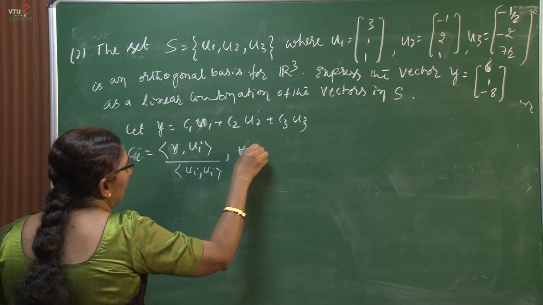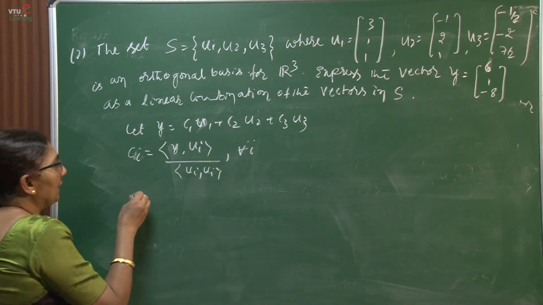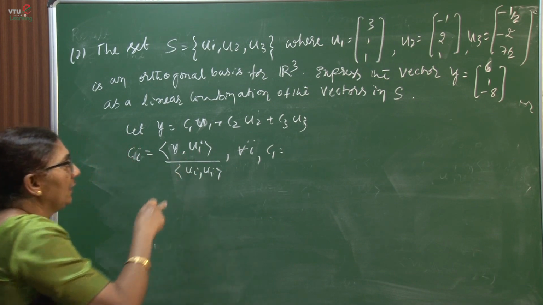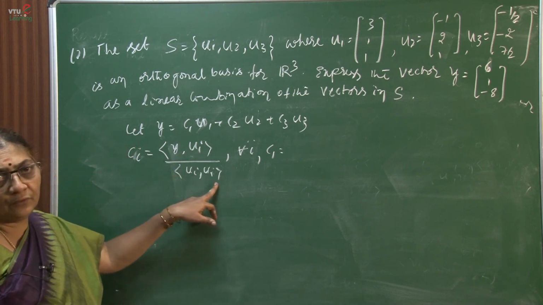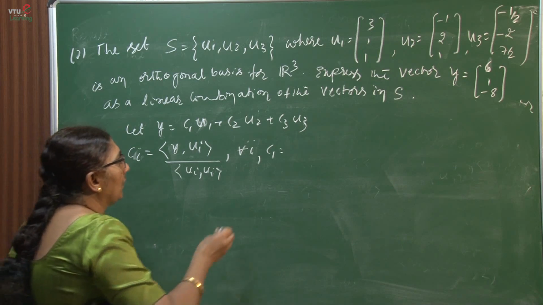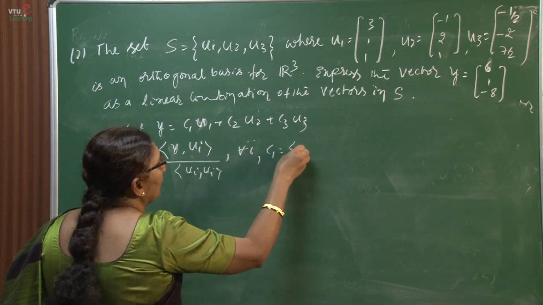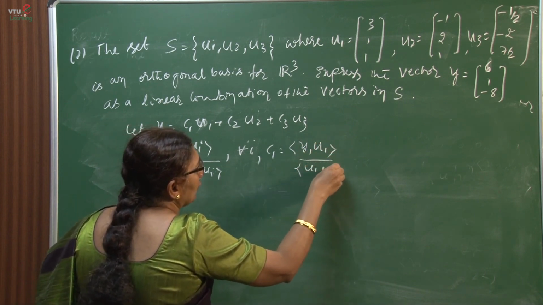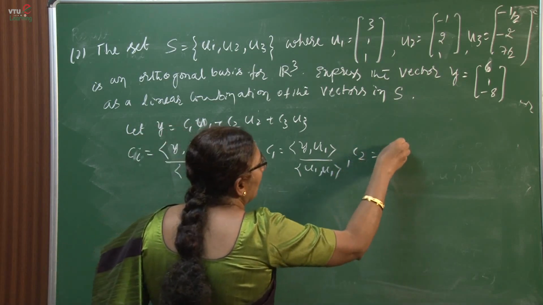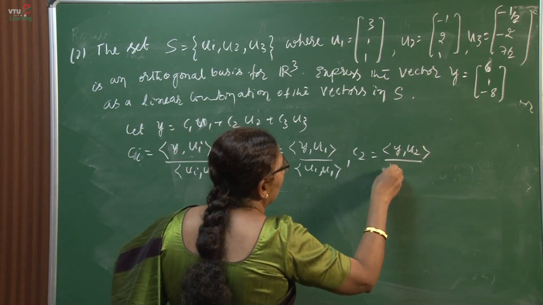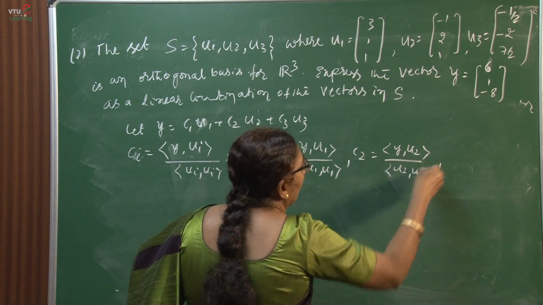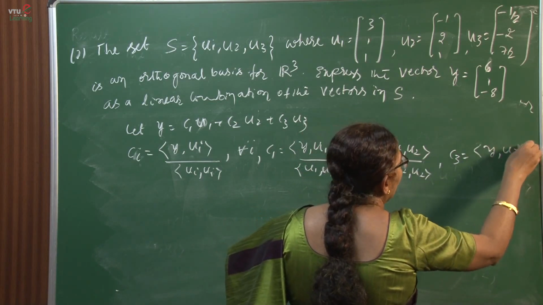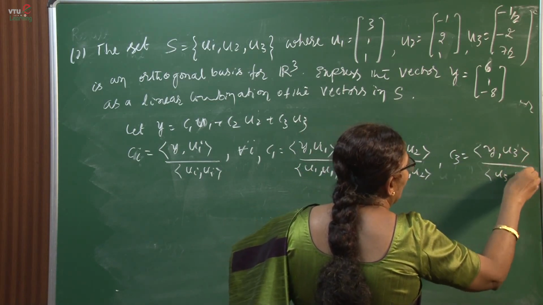Now, first you want to find C1. What's the formula for C1? I need the inner product of Y comma U1, and similarly for U2. Therefore C1 is the inner product of Y comma U1 divided by the inner product of U1 comma U1, and C2 is the inner product of Y comma U2 divided by the inner product of U2 comma U2. And C3 is the inner product of Y comma U3 divided by the inner product of U3 comma U3. Okay, fine.